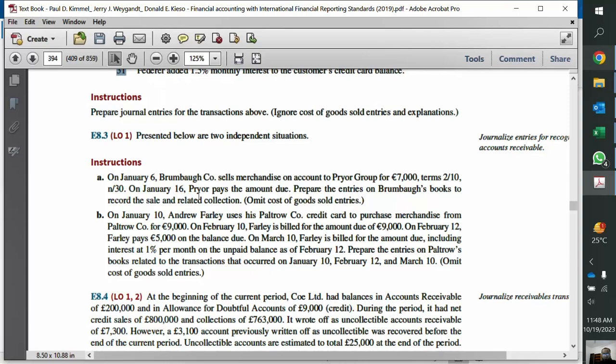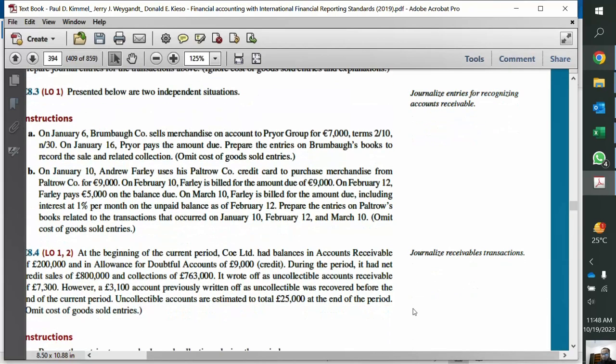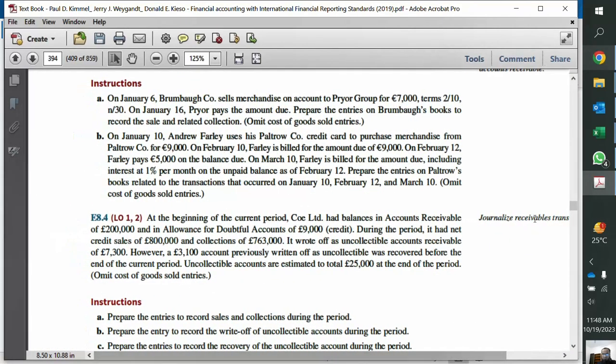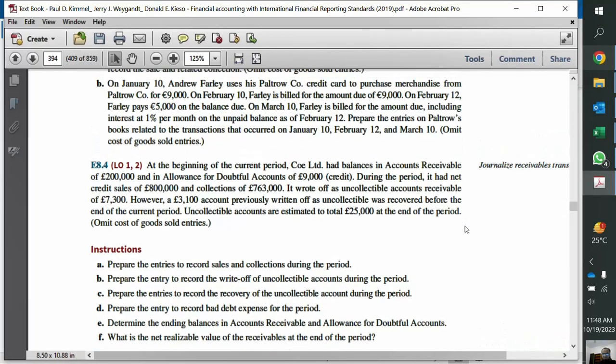The company sells merchandise on account on these terms on January 16, and pays the amount. So this entry is also, as we can see, a generalized entry for recognizing account receivable. So it's already done, generalized receivable transactions. So this is also, I think, straightforward. Okay, so it has some allowance entries.